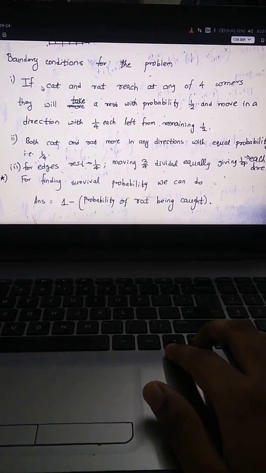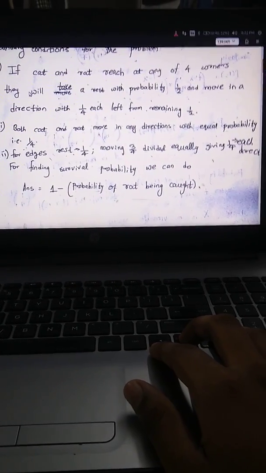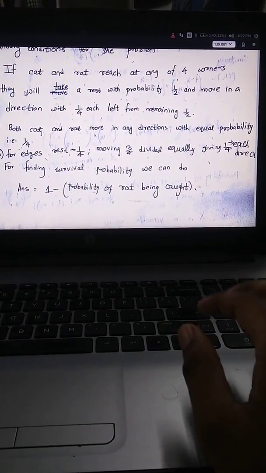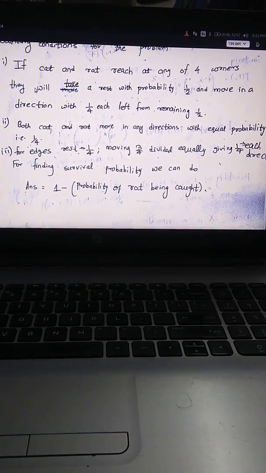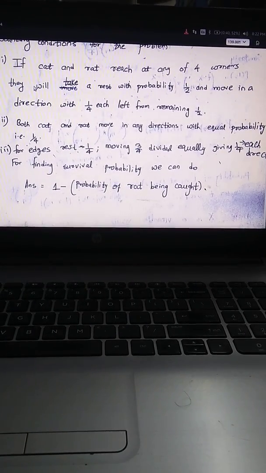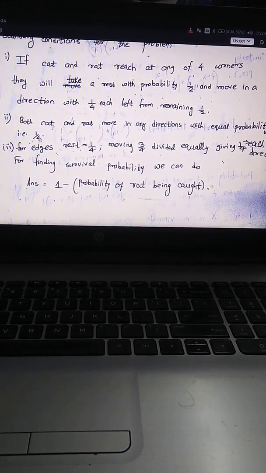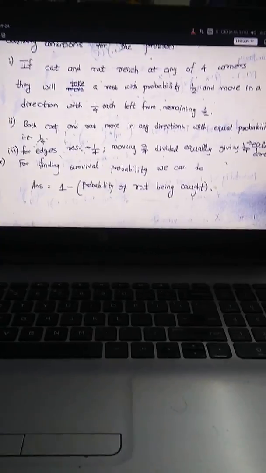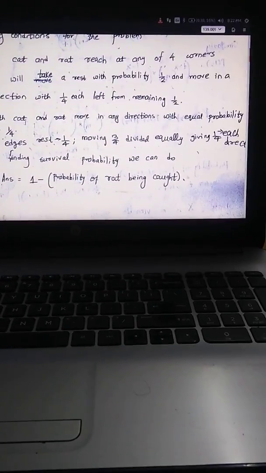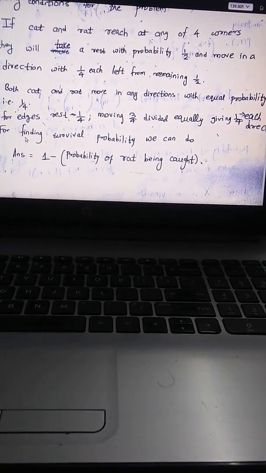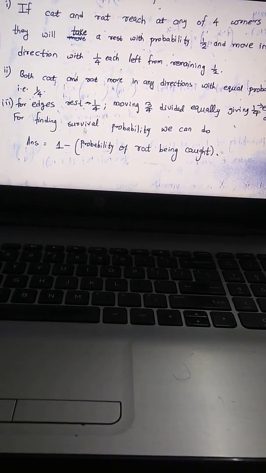Both the cat and the rat can move in any direction with equal probability, that is 1/4, because we know that there are four directions for the cat and the rat to move, all with equal probability, so the probability would be 1/4. The third boundary condition is that for edges, rest is 1/4 and moving is 3/4, divided equally, giving 1/4 in each direction. We need to find the survival probability.